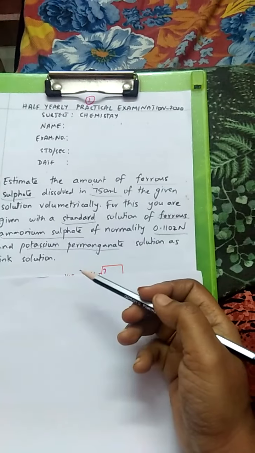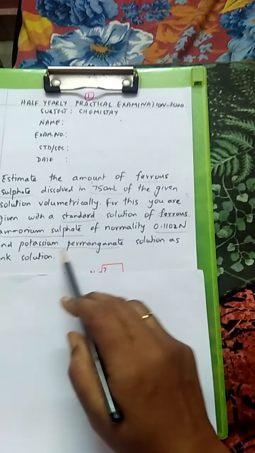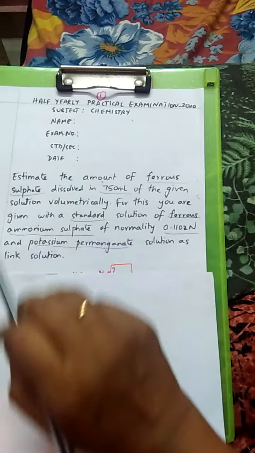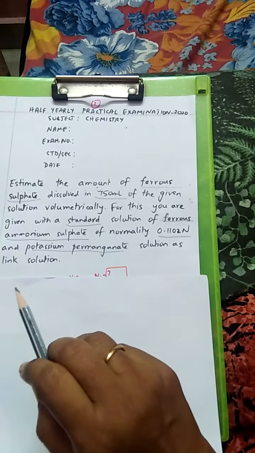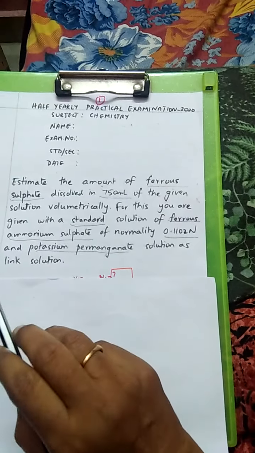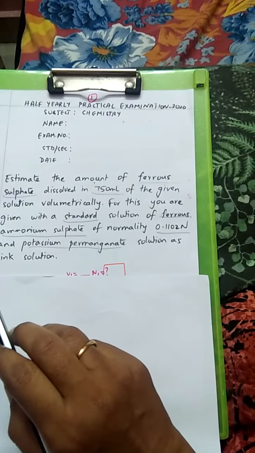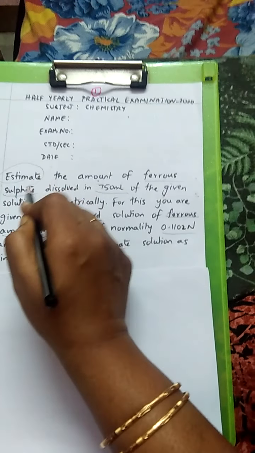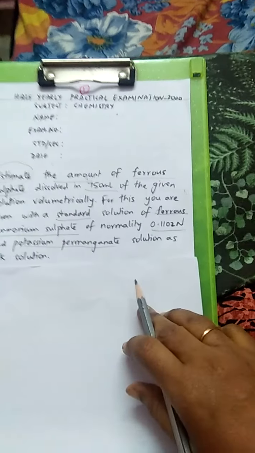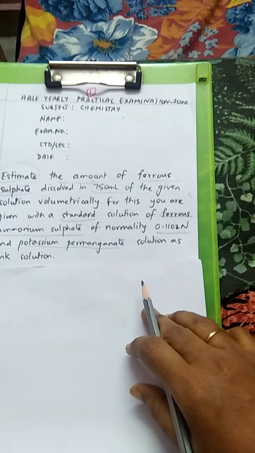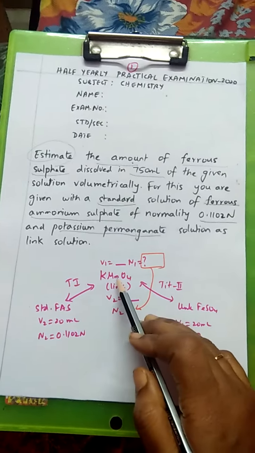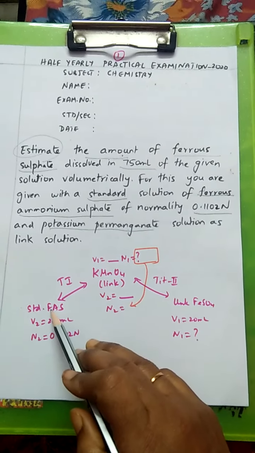So the second titration is between potassium permanganate solution and unknown ferrous sulfate solution. So the second titration is used to find out the normality of ferrous sulfate. By knowing the normality of ferrous sulfate, we can estimate the amount of ferrous sulfate in 750 ml of the given solution using the formula. Okay, so the first titration is between KMnO4 and standard FAS.